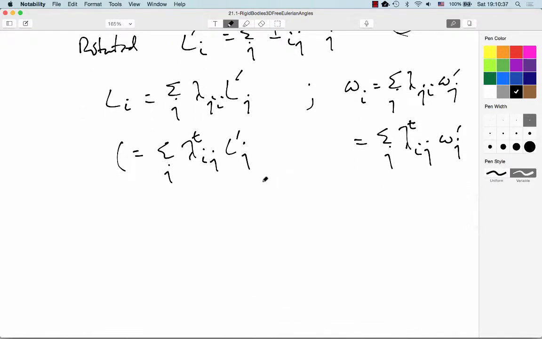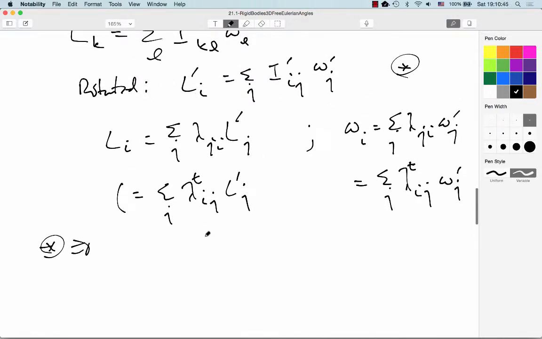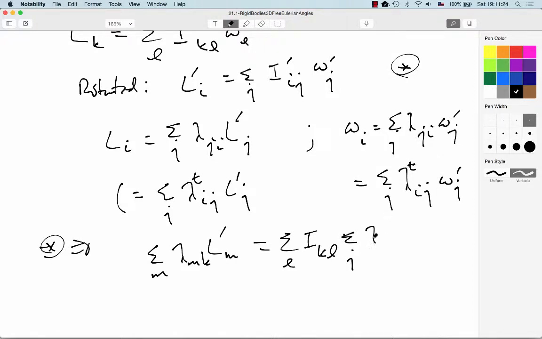Super. So with all of that, my star up here becomes the sum over m of lambda mk, L m prime, boosting this over to the body frame, and similarly the sum over L of I KL. So we're boosting our I omega over. This first sum over L is just for the I, and then we need to boost our omega over. So we'll pick up a sum over J, lambda JL, omega J prime.